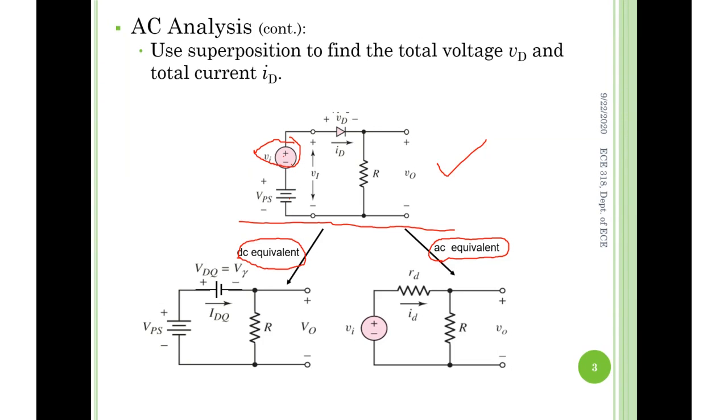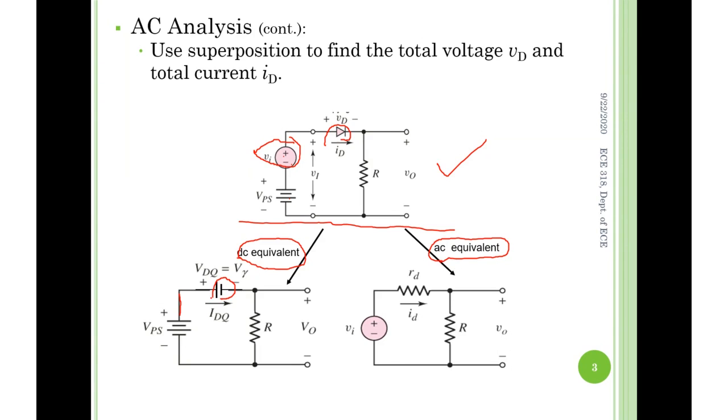All right. So here is voltage, so we short it. That's why in the DC circuit, we're not seeing the AC source anymore. It is shorted out. Okay. And the diode is replaced by what? DC model.